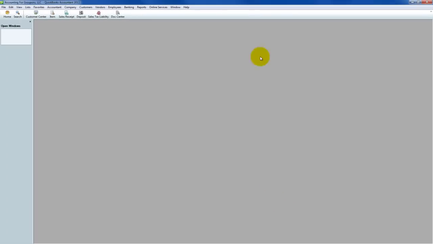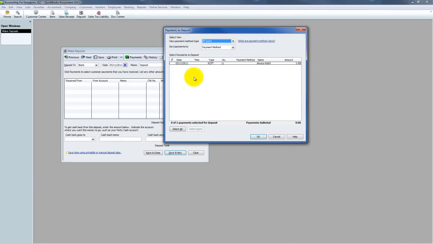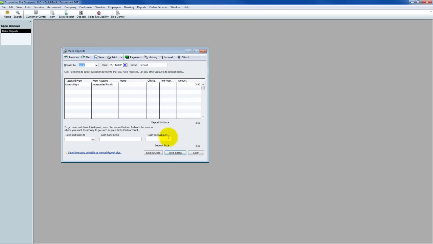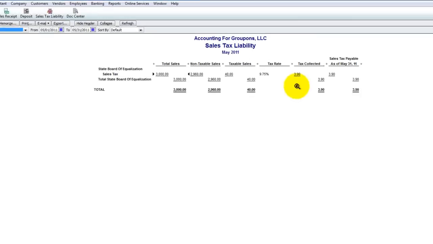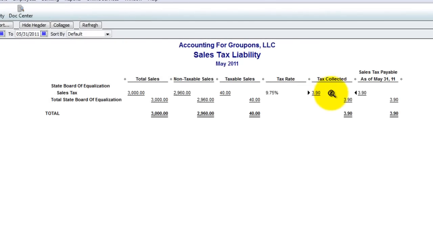Save and close. We have to deposit the sales taxes that we received. That's what we're going to collect from Always Right. So we would record that deposit, and that way when I run my sales tax liability, I have the $3.90 in the bank that I have to now send in to the State Board of Equalization.